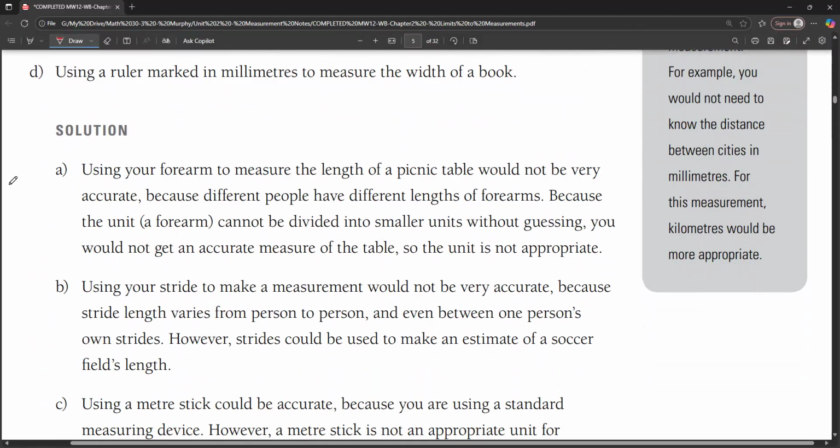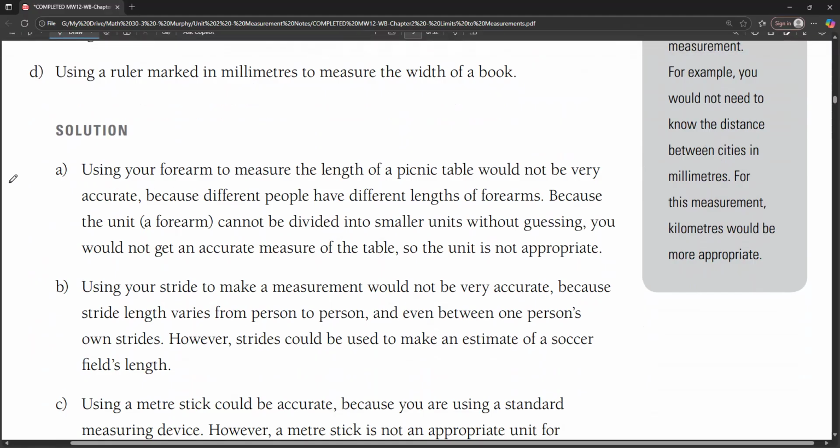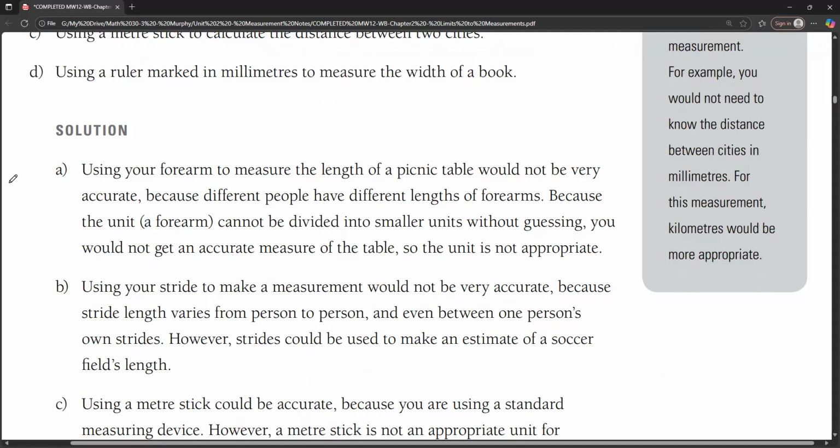So using your forearm to measure the length of a picnic table would not be very accurate. Okay, so not accurate, because different people have different lengths of forearms. Because the unit, a forearm, cannot be divided into smaller units without guessing, you would not get an accurate measure of the table. So the unit is not appropriate. Basically, someone should be able to repeat the same measurement. You're going to have different lengths of forearms. You're not going to get the same measurement.